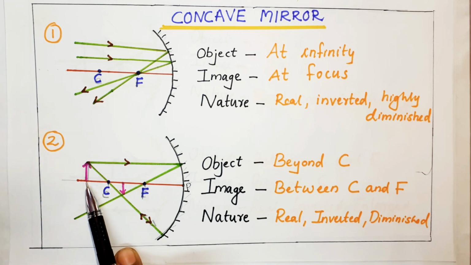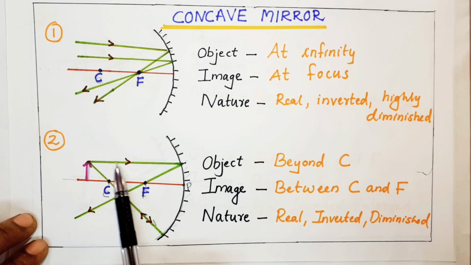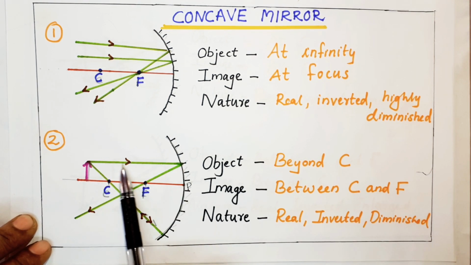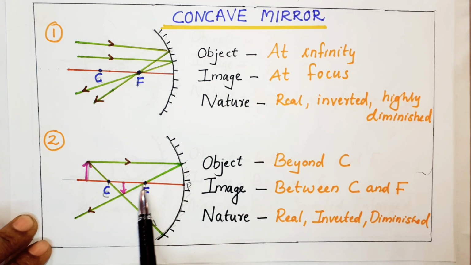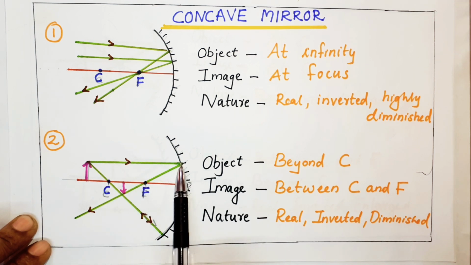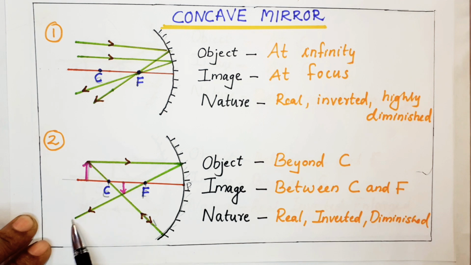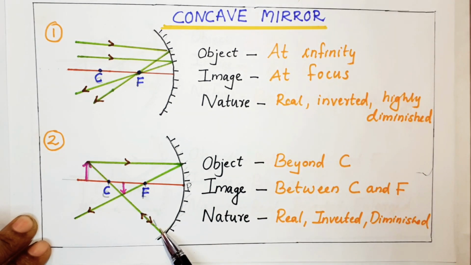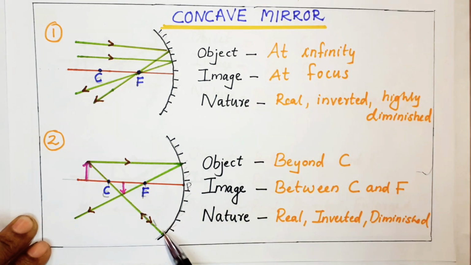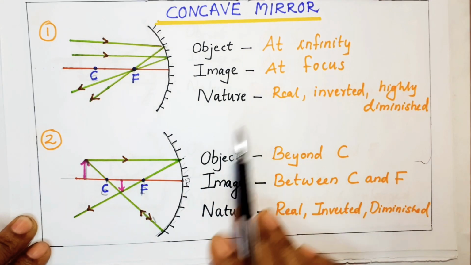And I am using two rules for this ray diagram. The first one is the light ray which is parallel to the principal axis. After reflection it is going through focus. See the arrow mark. So this is the first ray I am drawing. Next ray I am drawing is this one, the light ray passing through C. The light ray passing through C will retrace back through the same path.